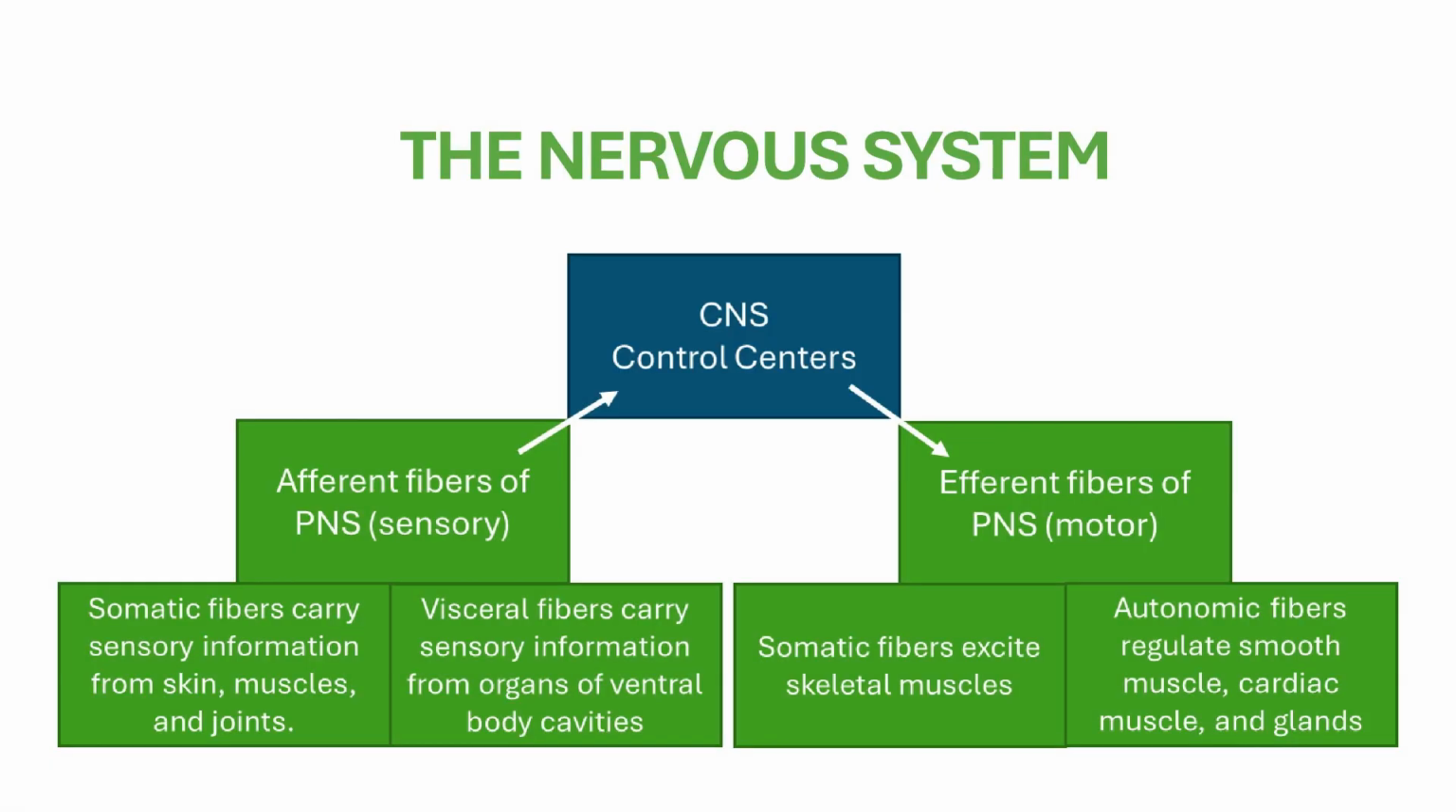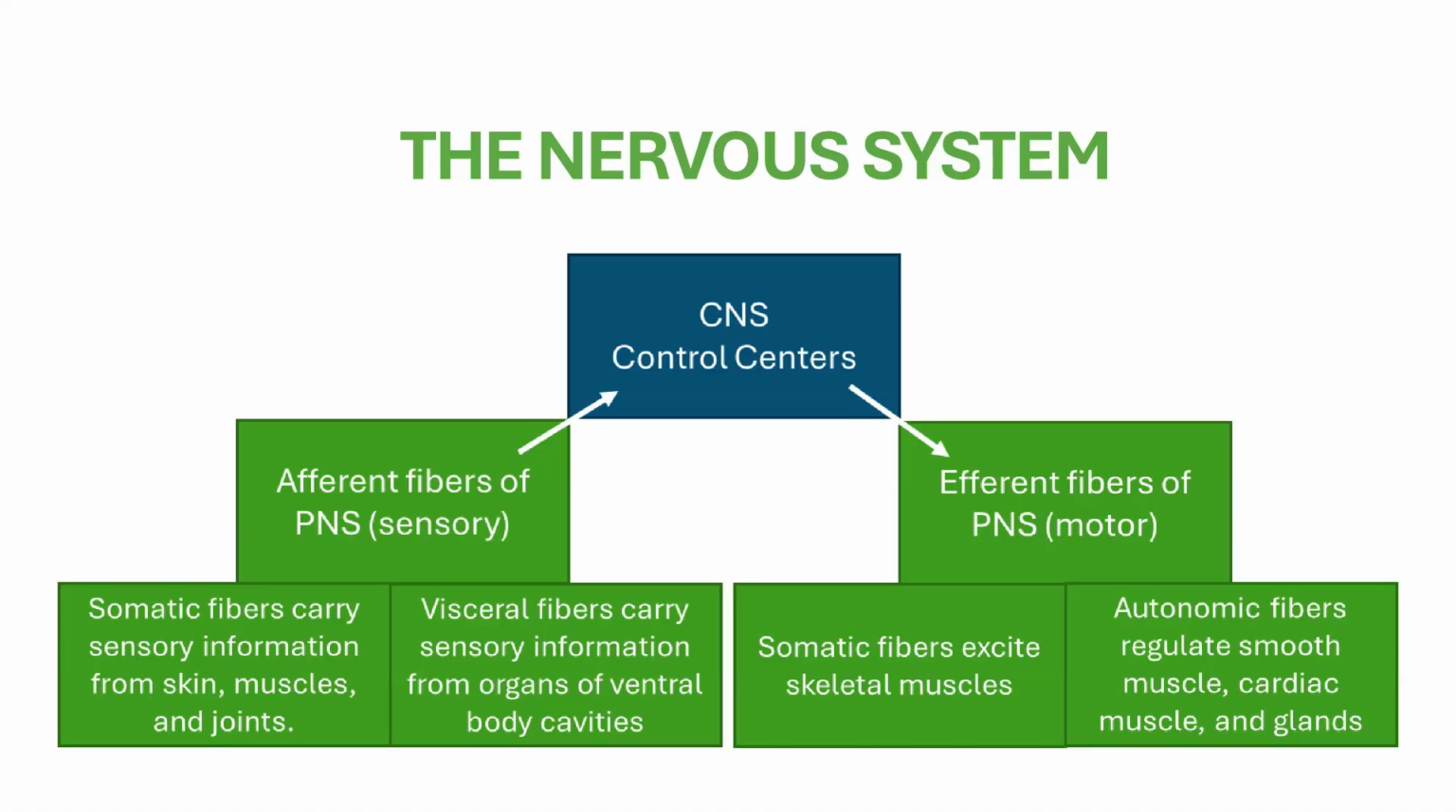Next, let's break down the functional divisions of the PNS. The PNS has a sensory afferent division and a motor efferent division. The afferent division carries information from receptors back to the CNS. Within this division, somatic afferent fibers carry signals from skin, skeletal muscles, and joints. Visceral afferent fibers carry signals from organs in the ventral body cavity. Special sensory fibers carry input from the eyes, ears, nose, and tongue. The efferent division carries motor commands from the CNS to the effectors.